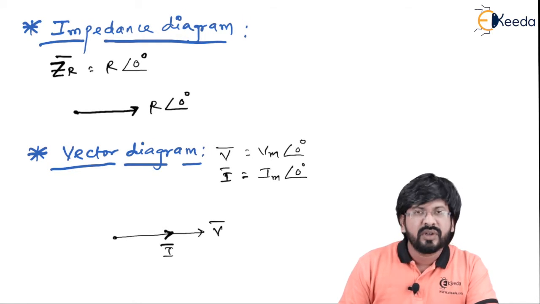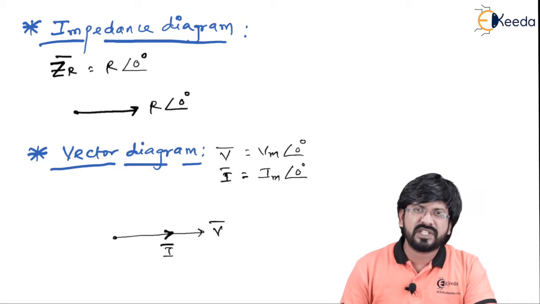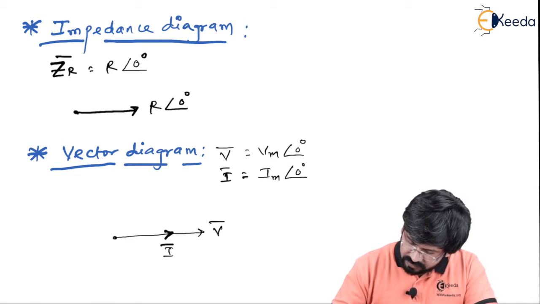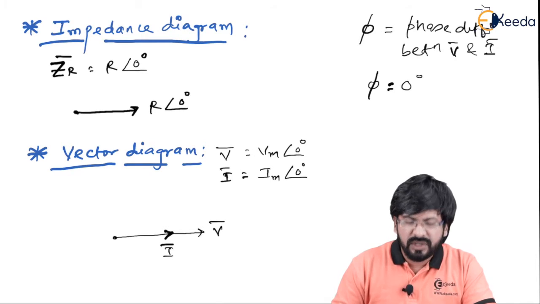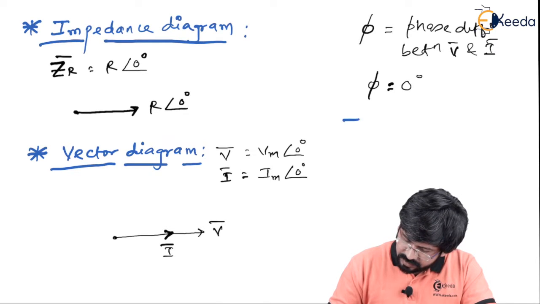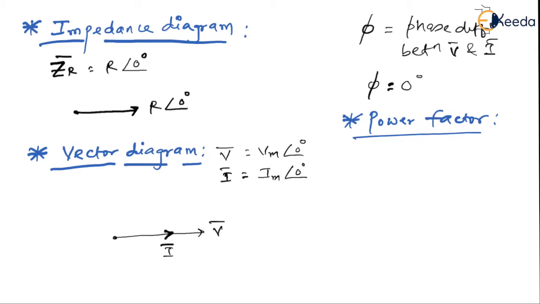So if I ask you, what is the phase difference between voltage and current, what should be the answer? Since they are in the same phase, there is no phase difference. It means the phase difference between V and I is 0 here. Then we calculate the power factor. Power factor is given by the formula cos phi.